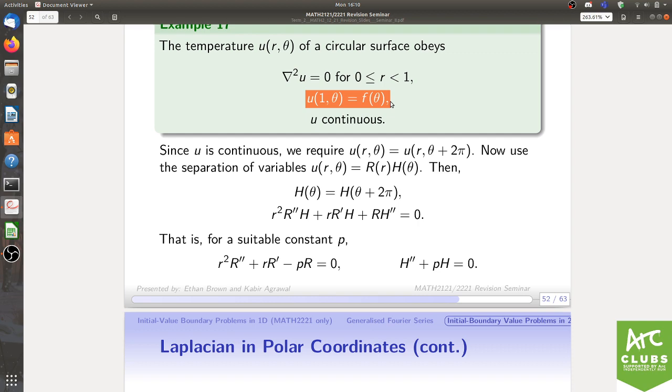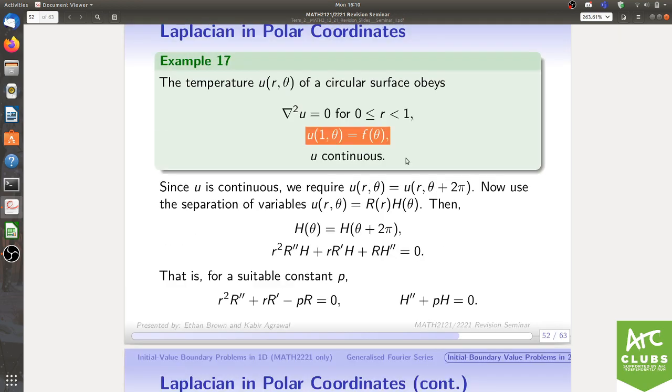So there are two things that end up going on. Essentially, because theta can keep on rotating, we require some element of periodicity involved. In other words, u of r comma theta is u of r comma theta plus 2 pi, because we repeat it every 2 pi radians. So when we apply our separation of variables technique, we need to remember that there's one extra condition involved: the fact that h of theta equals h of theta plus 2 pi. In other words, it's periodic.